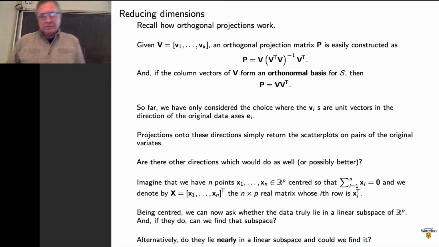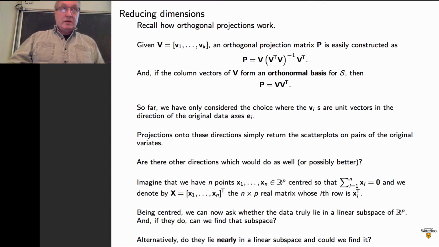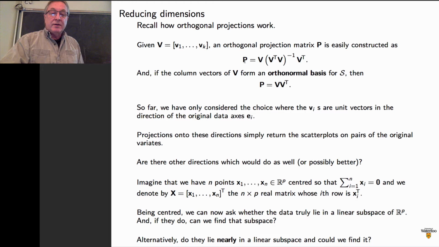So you know that if I have any set of vectors, v1 through vk, I can project orthogonally onto that space that is spanned by those vectors just by using that regression, that orthogonal projection operator, right? We've seen that a few times already. And if V is an orthonormal basis, we end up that the projection is just VV transpose. Okay?